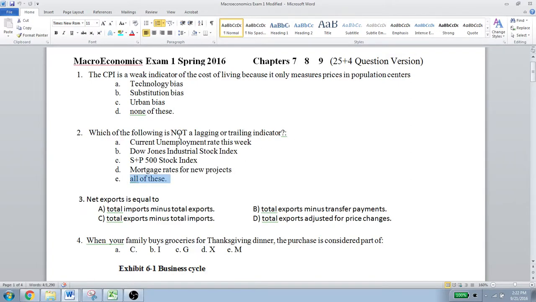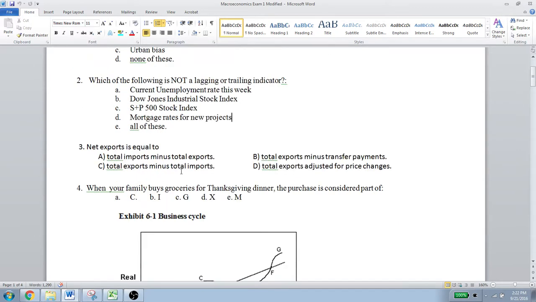Next, which of the following is not a lagging or trailing indicator? All of these are not lagging or trailing indicators. Current employment is a current indicator. Dow Jones, S&P, and mortgage rates for new projects are all leading indicators or anticipatory indicators. Net exports is equal to your total exports minus your total imports. That's the formula for that, C.